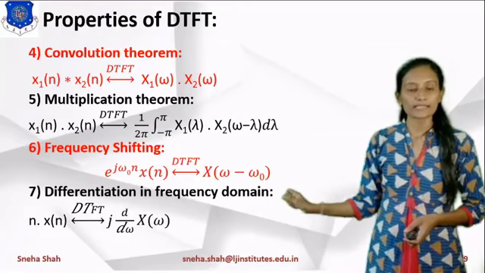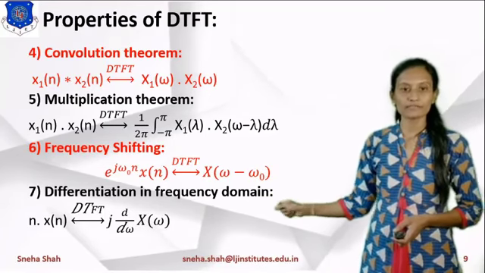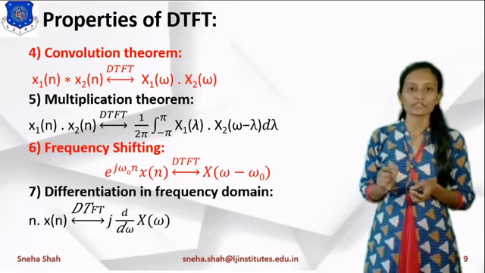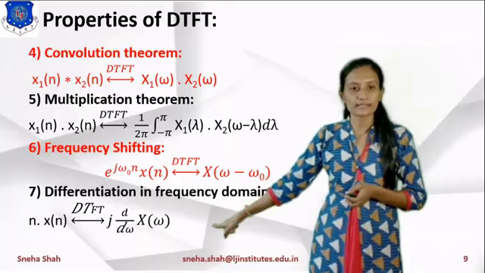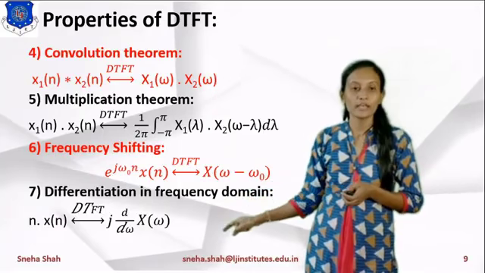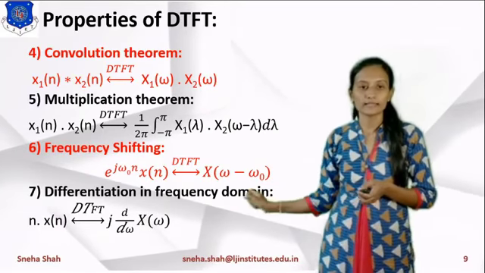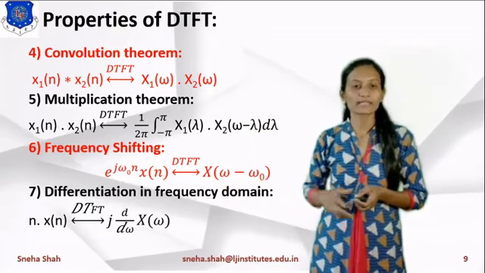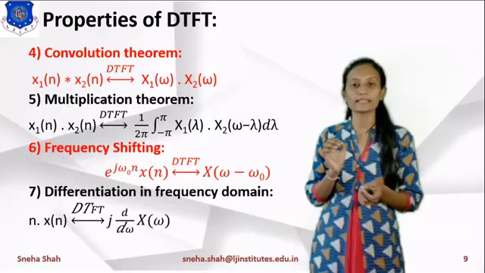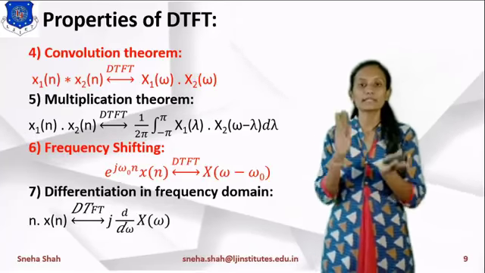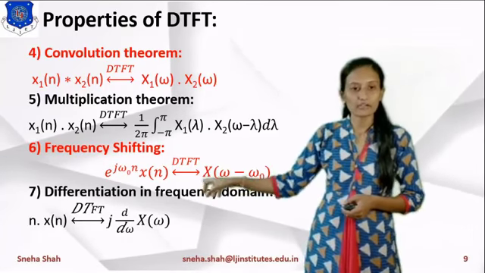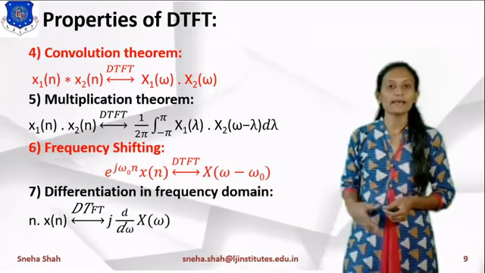Now the next property is differentiation in the frequency domain. If you want to differentiate in the frequency domain, as you know that the signal is a function of frequency, we have to differentiate it with respect to frequency. So the term will be d by d omega x of omega. If you want to find it, then in the time domain, corresponding to it the value will be n into x of n. It means if you multiply the input signal with n, then it will give you the differentiation in the frequency domain. So n into x of n, DTFT of it equals j into d by d omega x of omega.